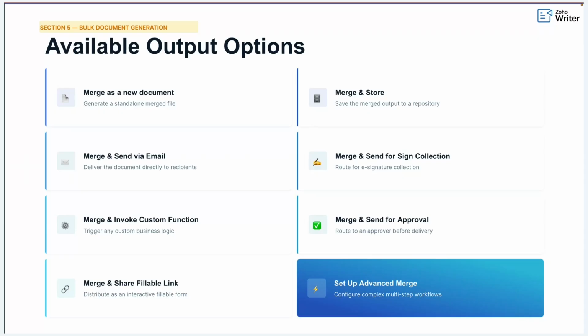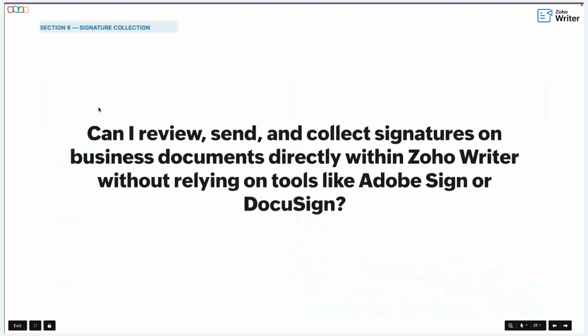That's really what makes it powerful. It's not just filling in the names and numbers, it's an entire journey from data to a signed, approved document automated in one single flow. That's really powerful, especially the fact that the entire merge to delivery happens without ever leaving Zoho Writer.